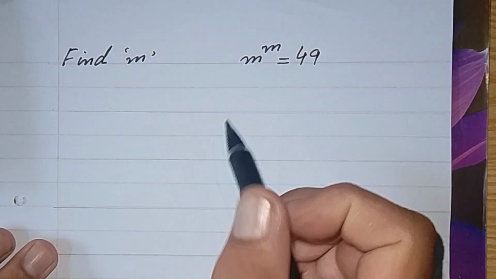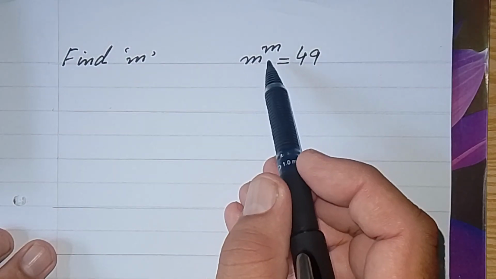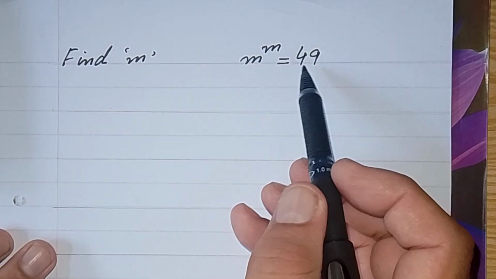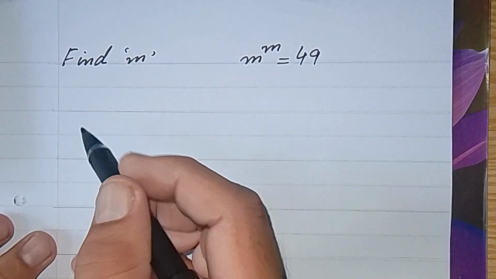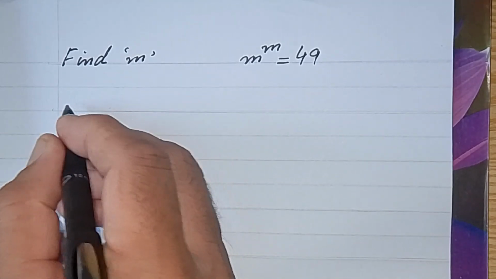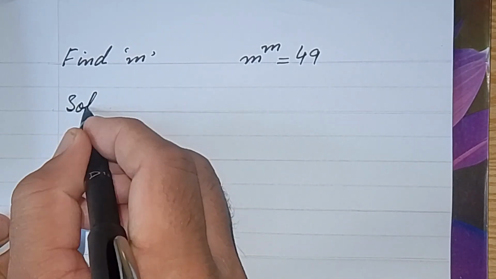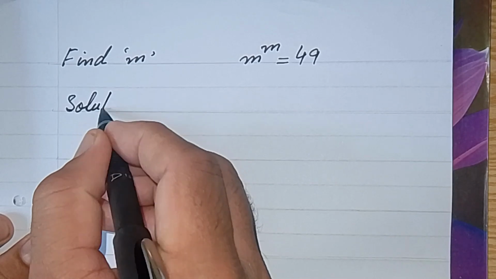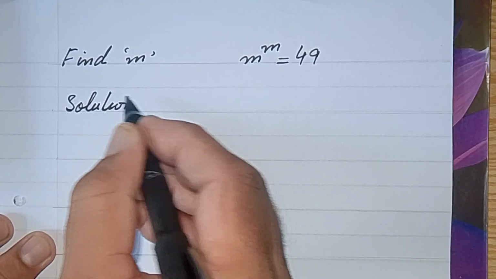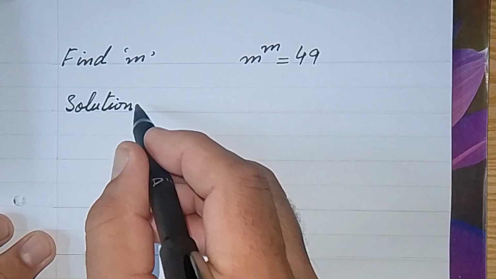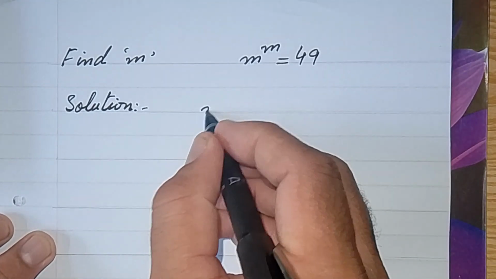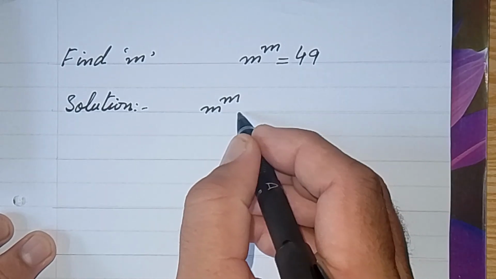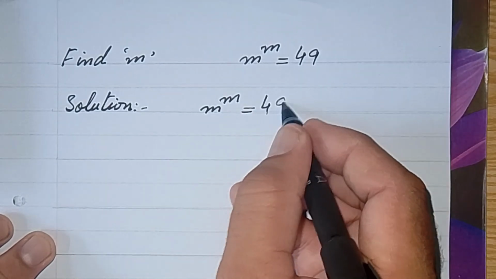Today the question is m raised to the power m is equal to 49, and I am solving for m. Now the solution is m raised to the power m is equal to 49.